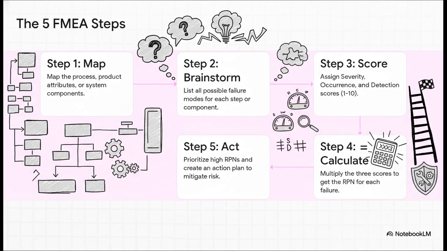Step 3, score it. For every single failure mode you came up with, you assign those 3 scores for severity, occurrence, and detection. Step 4, calculate. You do the multiplication to get that all-important risk priority number. And finally, step 5, act. You use that RPN to figure out your priorities and build a concrete plan of attack.